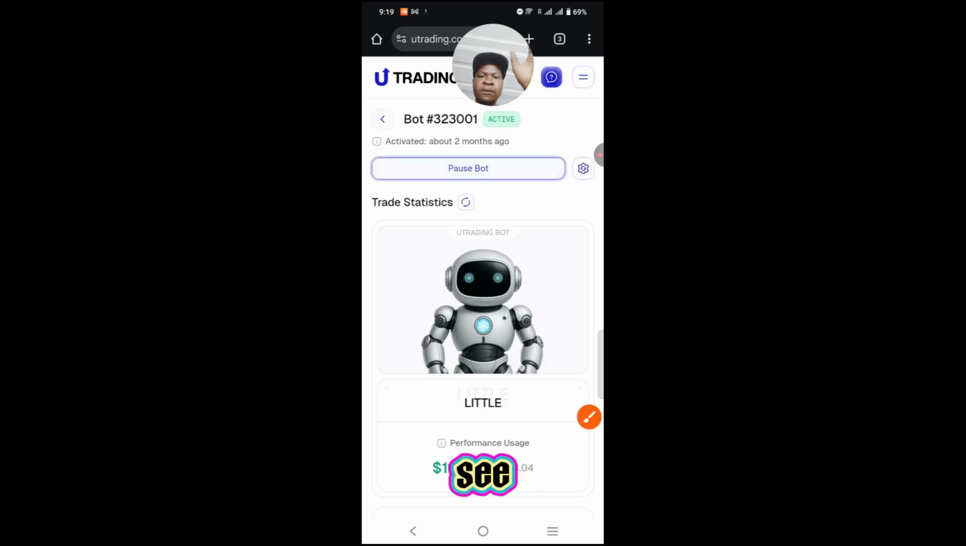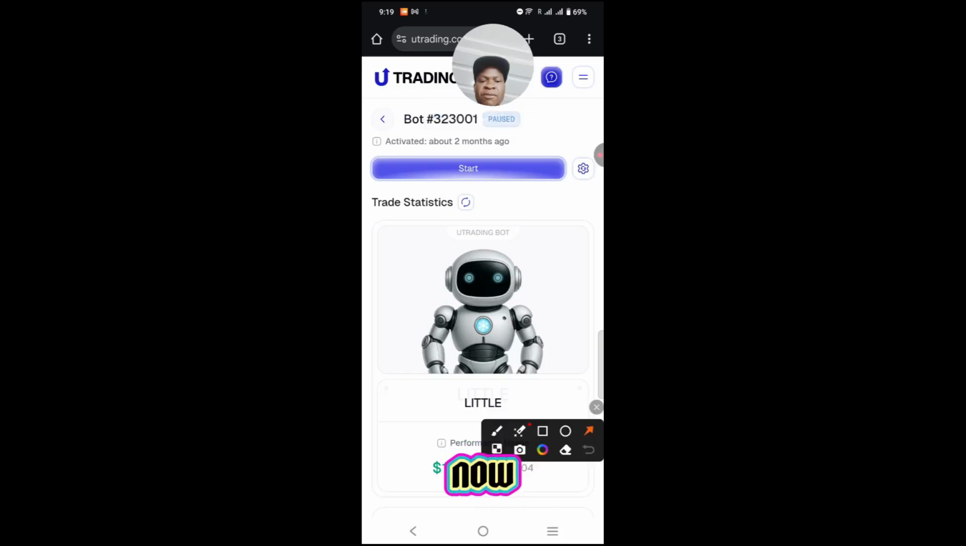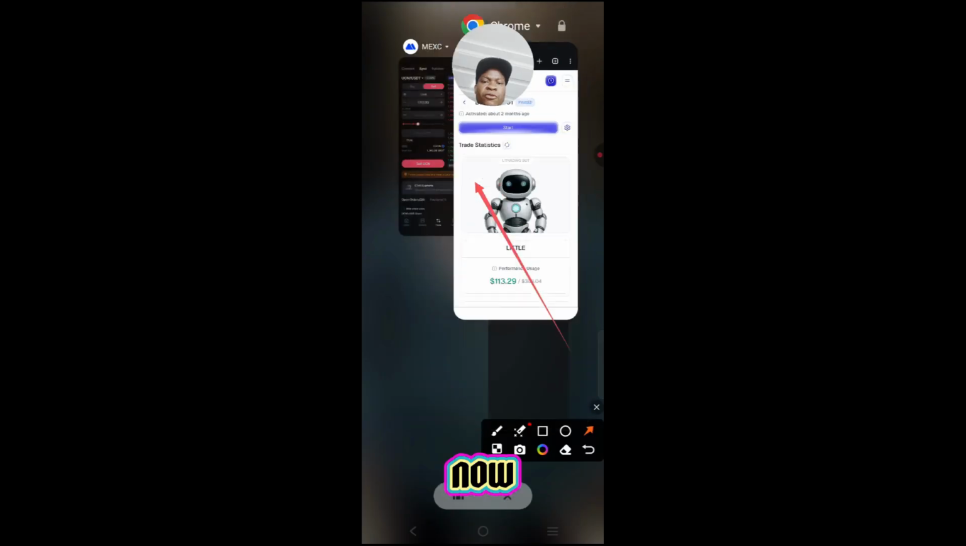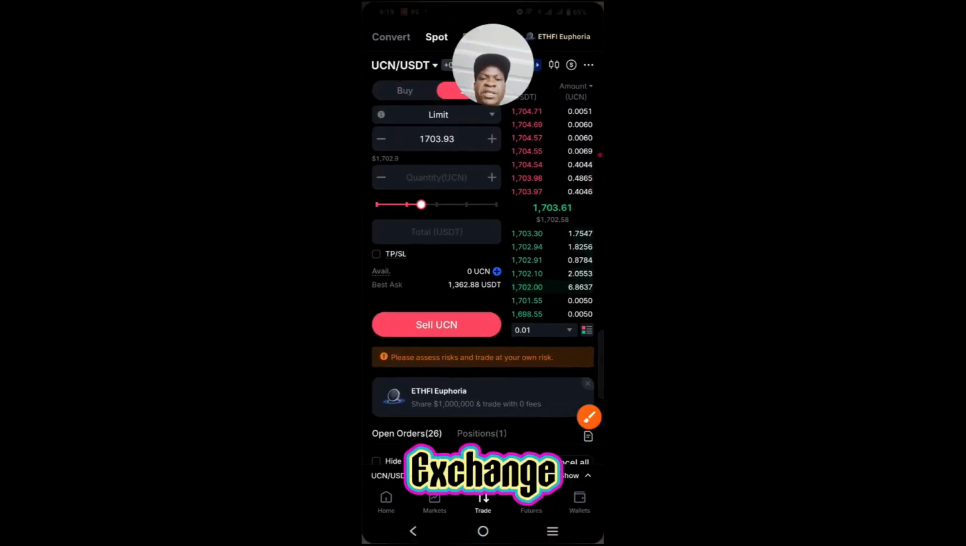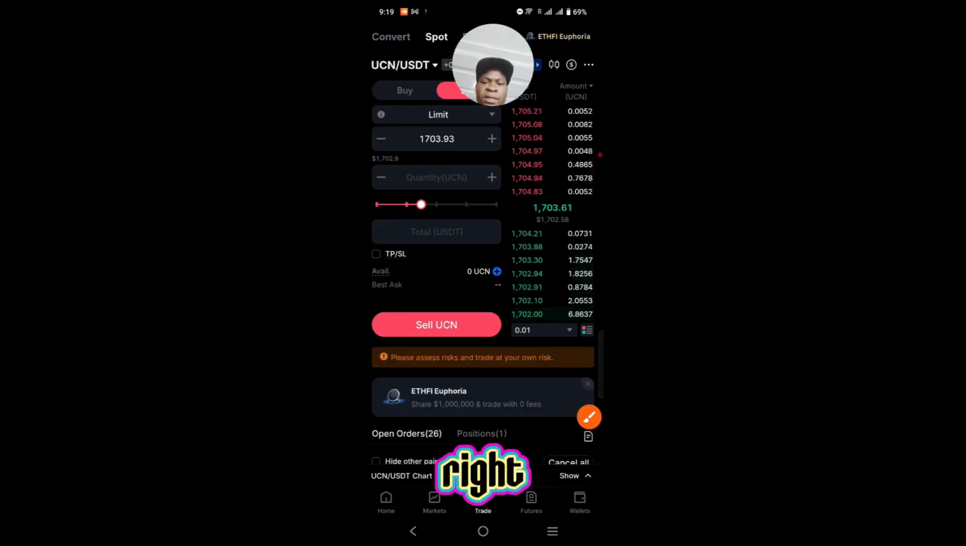Tap on it. See, it has changed, right? It's now start. So I have paused the robot, so I'm going to go over now to the exchange, MEXC, right? I'm going to go over to the MEXC exchange. This is a platform, right?